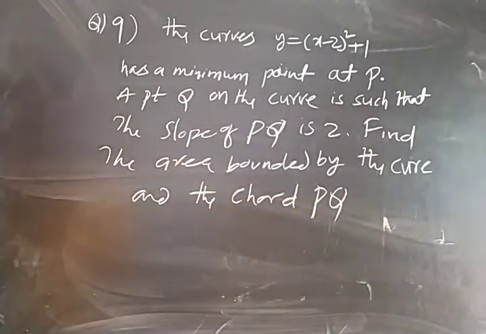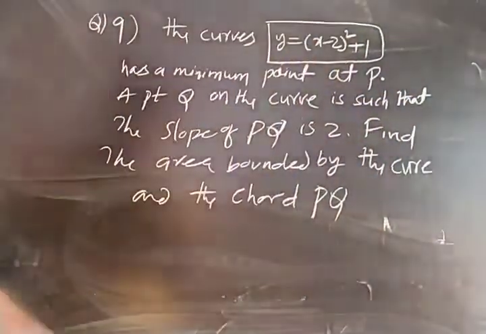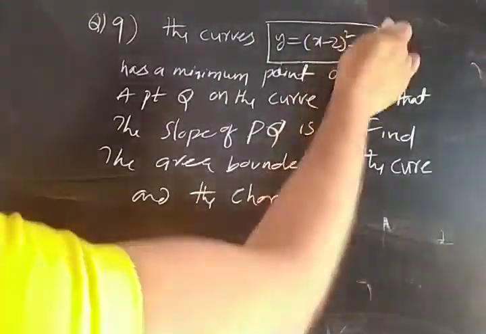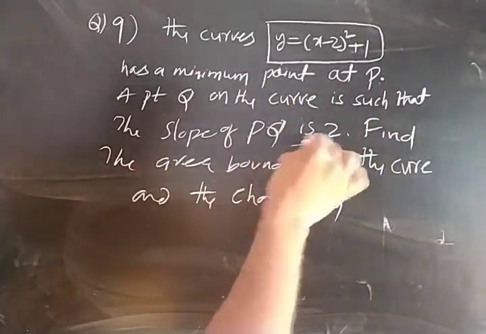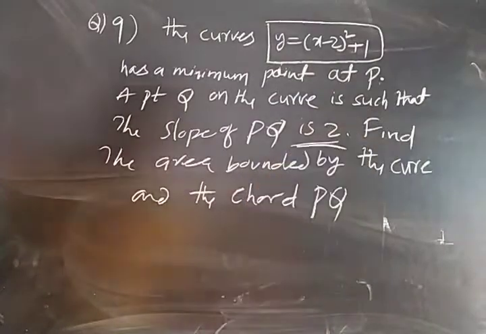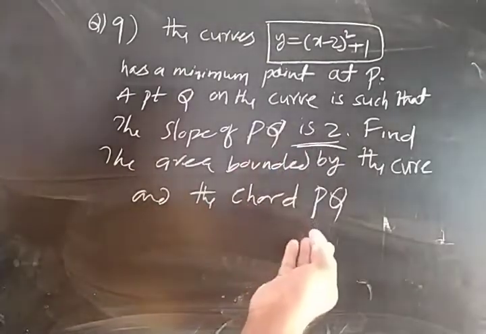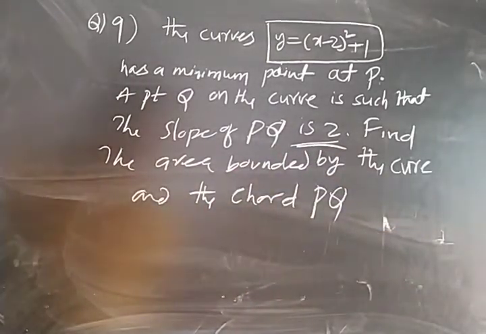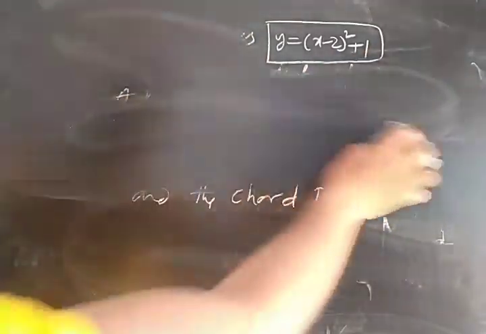So we have only one curve here, which represents a parabola. This parabola has its minimum point at P. At point P, it has the minimum value. A point Q is on the curve such that the slope of PQ is given. So we don't know the point, we have only the slope. If you find the point P, we can derive the chord equation. After getting the chord equation, we can find the required region. Then we have to find the area of the region. First of all, I will draw the given parabola. Then I will find the minimum point.